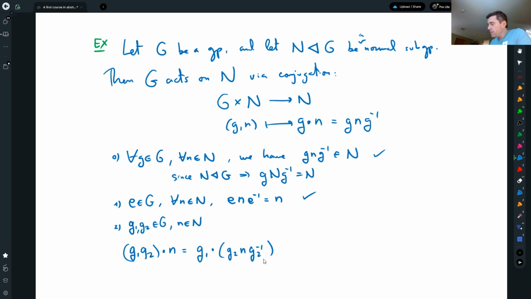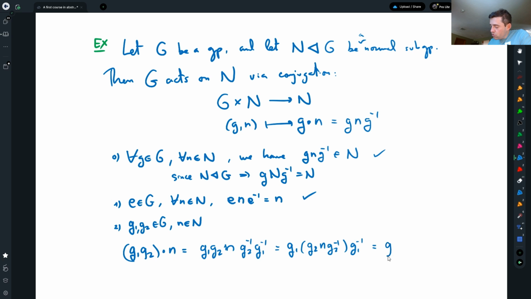Then I first get the product acting on n. So this is g1 g2 times n times the inverse, which is g2 inverse g1 inverse, and this is in N. Okay. Now I can rewrite this as g1 acting by conjugation on g2 n g2 inverse, g1 inverse. So this is g1 g2 acting on n, which is the same as g1 acting on g2 acting on n, which is what I wanted to prove, the transitivity of the action. Okay, so I get an action from G acting on N as long as N is normal.